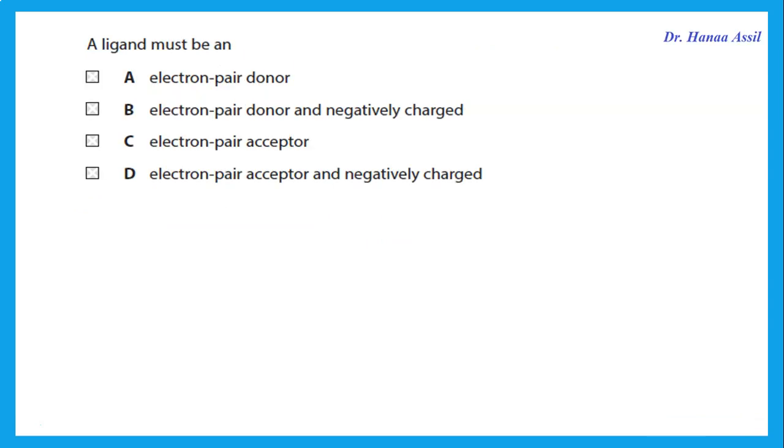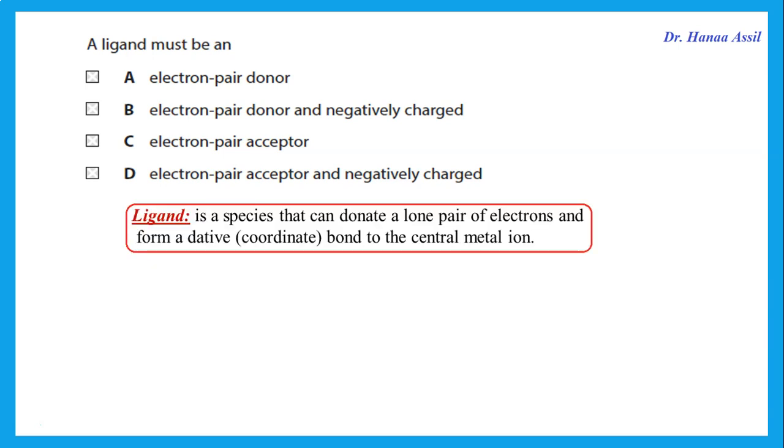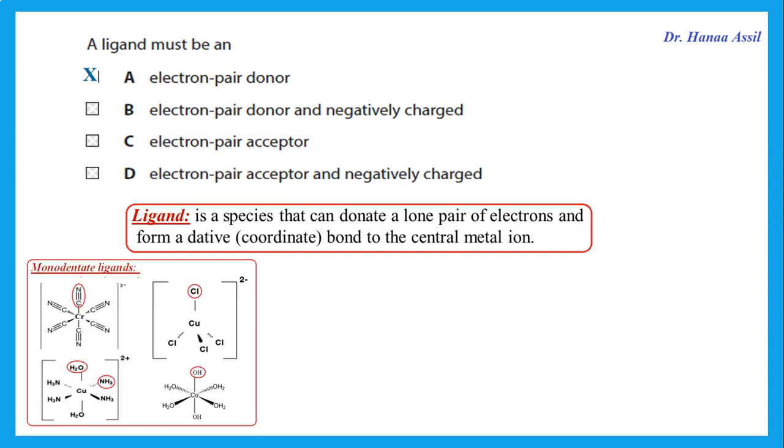What's a ligand? Remember, a ligand is a species that can donate a lone pair of electrons and form a dative bond, or what we call a coordinate bond, to the central metal ion. So first of all, a ligand must have a lone pair of electrons to donate. So it is something that has a lone pair of electrons, and it can donate it to make a dative bond. What kind of ligands do we have?